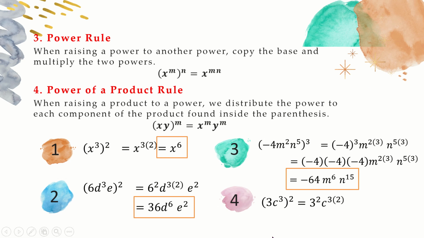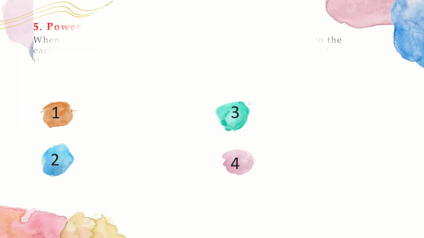distribute the exponent 2 to the 3. So, 3 squared. The exponent 2 is also distributed to c cubed, so 3 times 2 is the exponent of c. 3 squared is 9. Then, the exponent of c will become 6, because 3 times 2 is 6. Okay? Okay, next example.